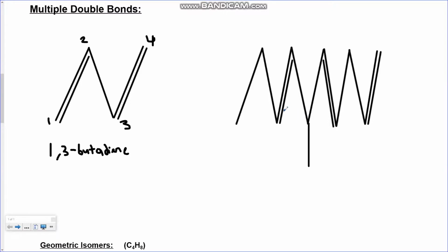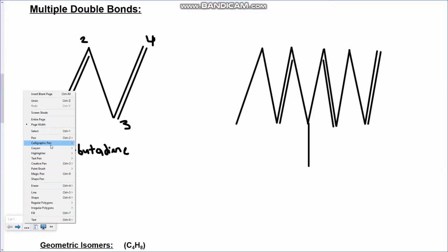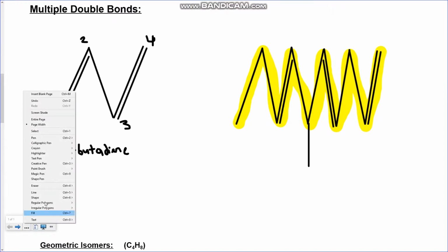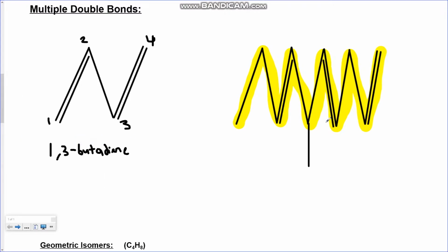Now this one's not as complicated as it looks. Once again, same steps. Count out your carbon. Actually, I'm gonna mark down our parent chain first. So here's our parent chain. Yep. This is our parent chain. This is the longest carbon chain, and it also covers all of our double bonds. So perfect.